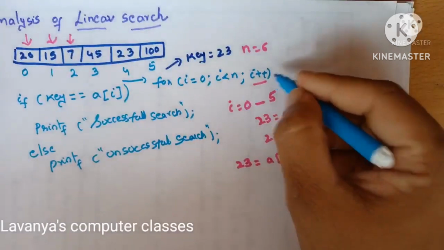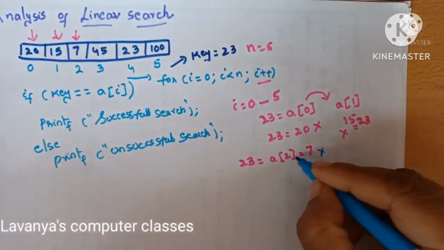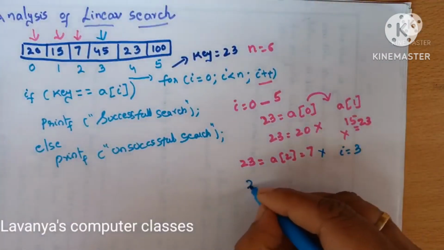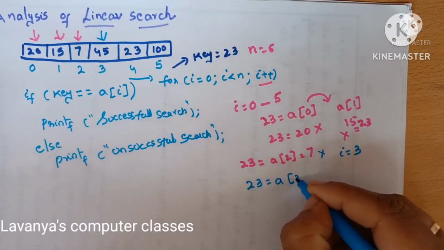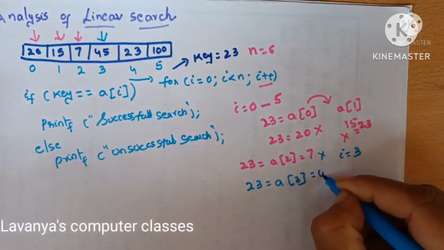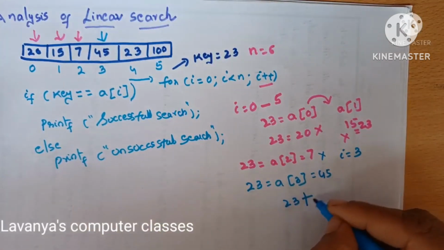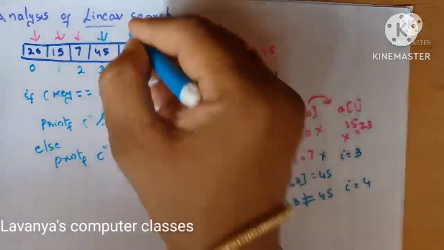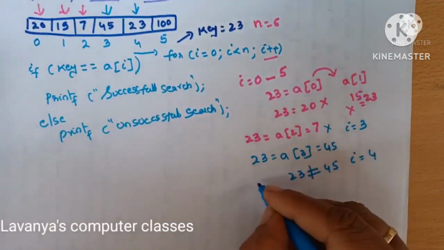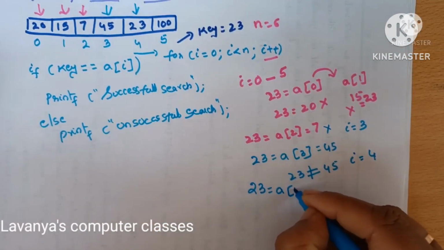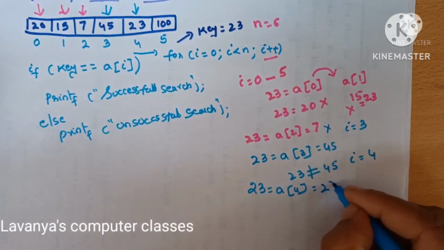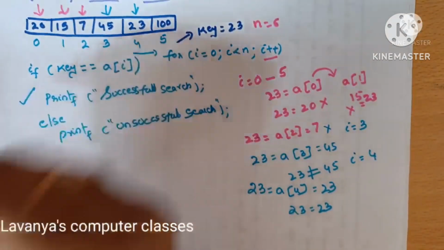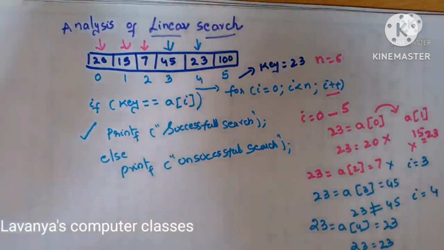Then again we go for I plus plus. I value is now 2, and now it is coming to 3. The key element is 23. What is the a of 3 value? It is 45. Is 23 equal to 45? No, it is also wrong. So again I plus plus, I value is 4. Here the key value is 23, and a of 4 is 23. So 23 is equal to 23. Yes, that means it is a successful search. So like this the linear search algorithm works.